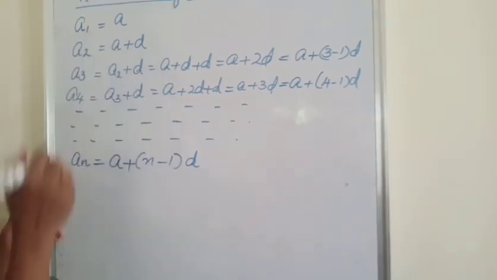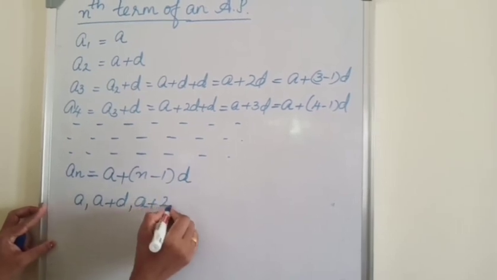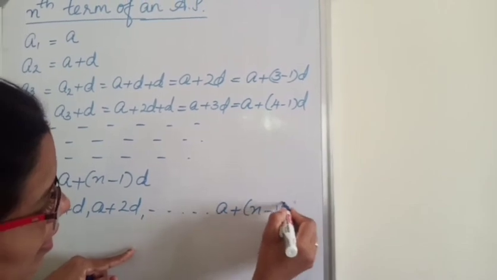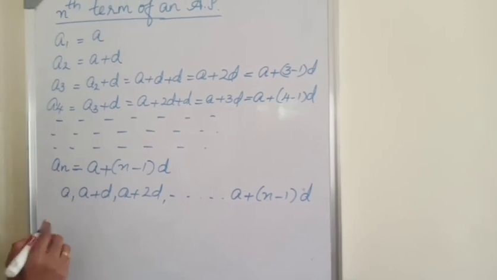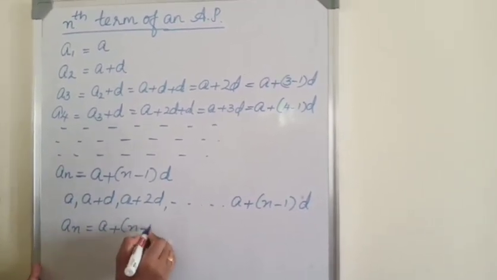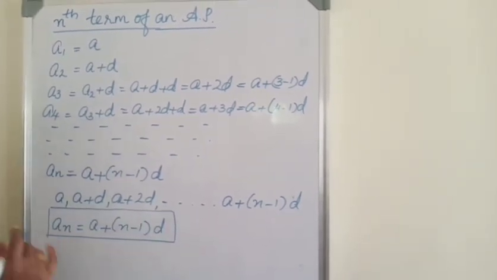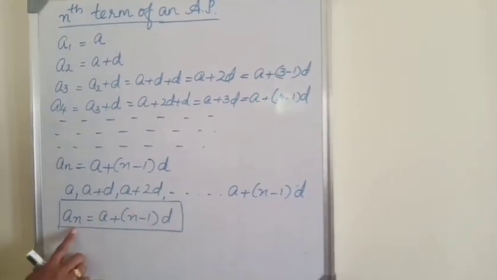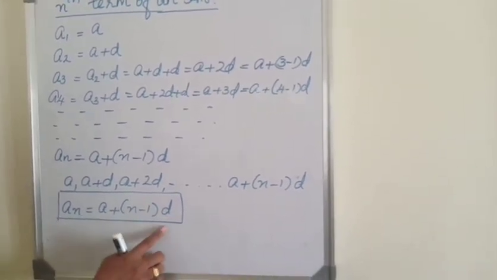Therefore, A, A plus D, A plus 2D, etc. A plus N minus 1 into D is the general form of an AP, in which the nth term AN equals A plus N minus 1 into D is the nth term or general term of an AP. So if A is the first term and D is the common difference, AN equals A plus N minus 1 into D is the general term of an AP.